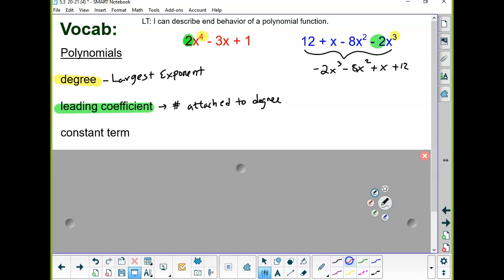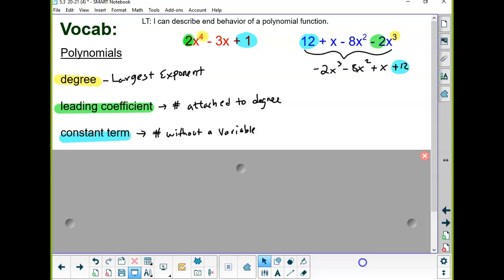Now, constant term. Well, let's think of that word constant. Constant means it's never going to change. It's consistently going to be the same every single time. Well, for each one of these terms, if there's a number plugged in, the only part that's not going to change is the one that doesn't have the x. So 1 is consistently 1 every time. In this case, 12, or this 12, is consistently 12. So this is the number without a variable. However you want to think of it.